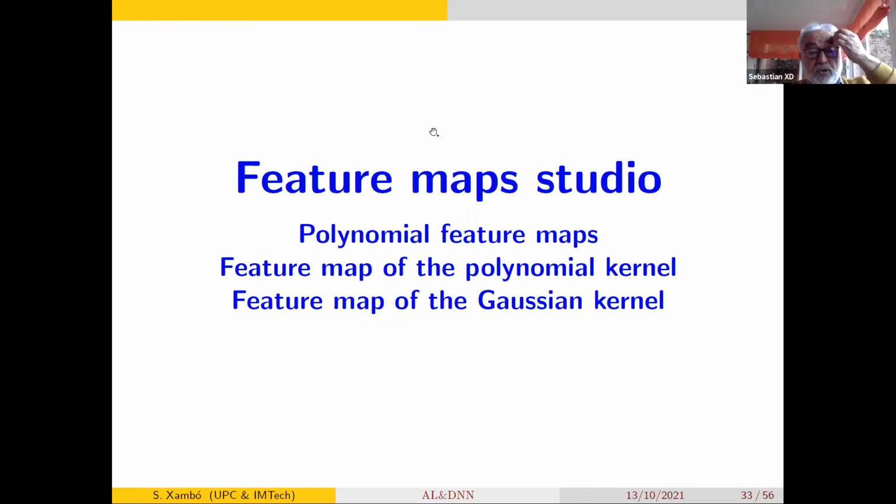So let's continue this journey. We'll get into the feature maps studio and meet polynomial feature maps, the feature map of the polynomial kernel, and the feature map of the Gaussian kernel.